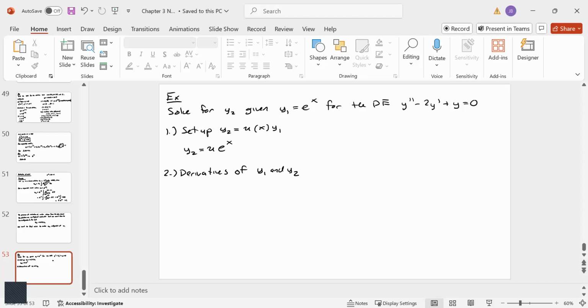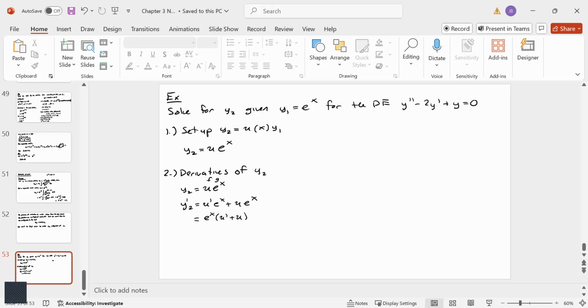So we're going to take derivatives of y1 and y2, or actually just y2 for now. So y2 is equal to u e to the x. Now u is a function of x. That's an important thing to note. u is a function of x. So we have to use the chain rule and the product rule. So f prime g, so u prime e to the x plus u e to the x, right? Not too bad of a chain rule. And what we end up getting is the following. We can factor out an e to the x, and we get u prime plus u.